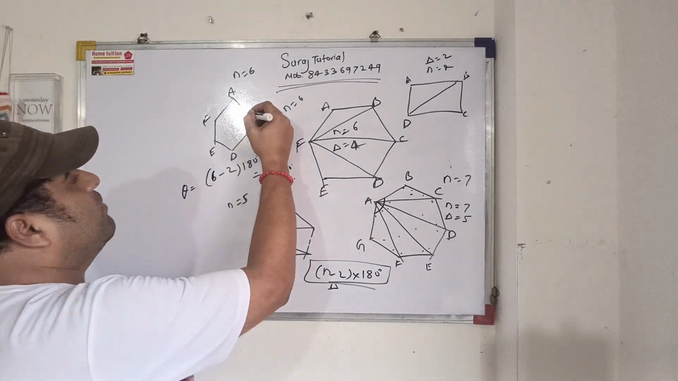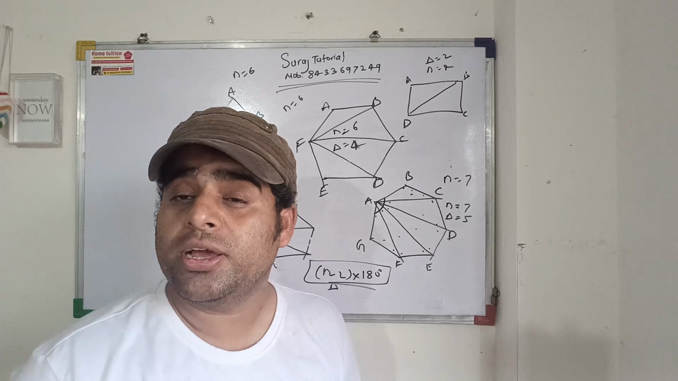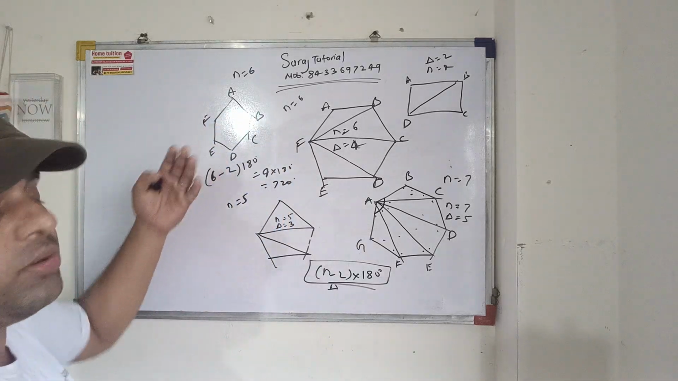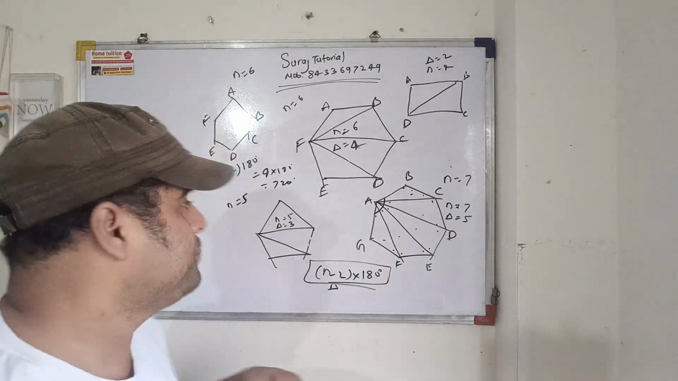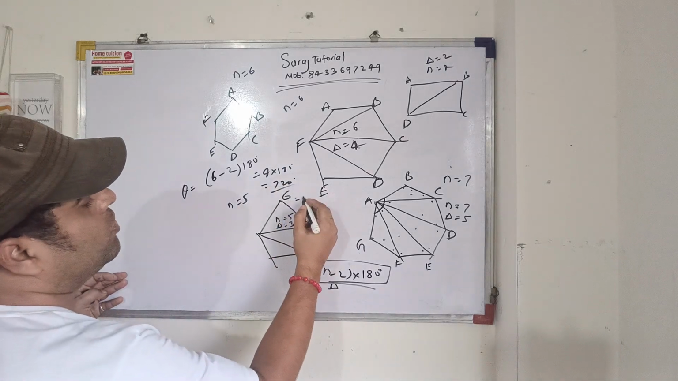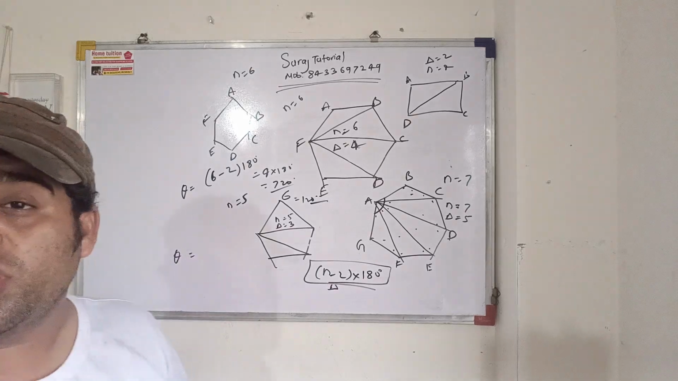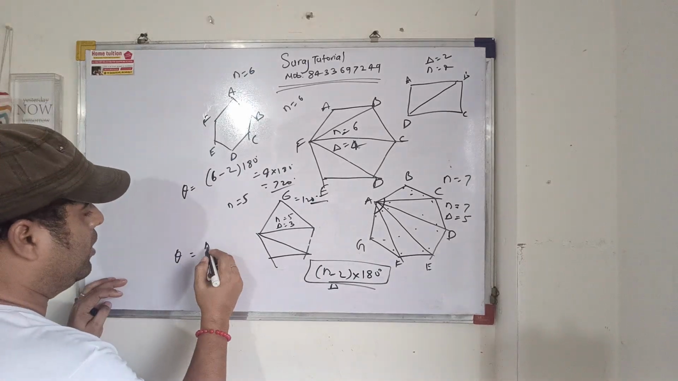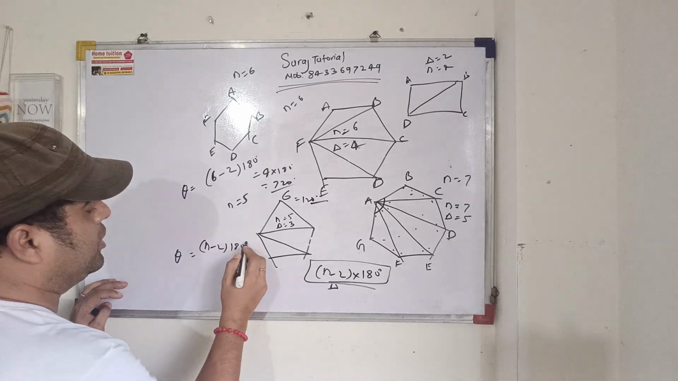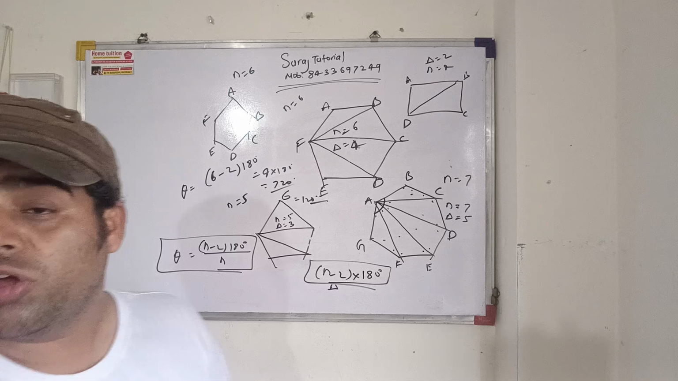But what will be the value of each interior angle? What is the value of each interior angle? For that you have to divide by n, meaning 6. So we divide by 6, and we get what? 120 degrees. So if you want to find each interior angle of a regular polygon, you have to apply this formula: n minus 2 into 180 degrees divided by n. This is the formula for each interior angle of a regular polygon.